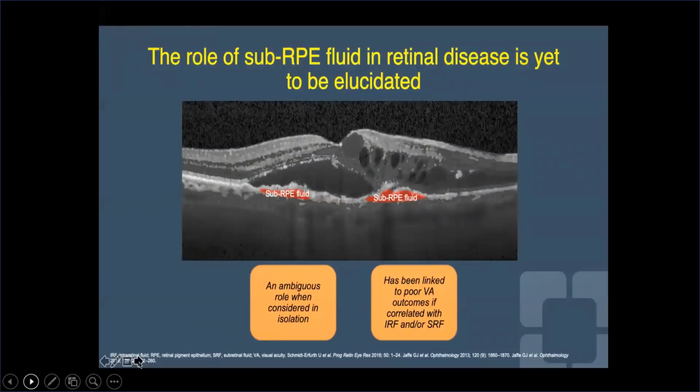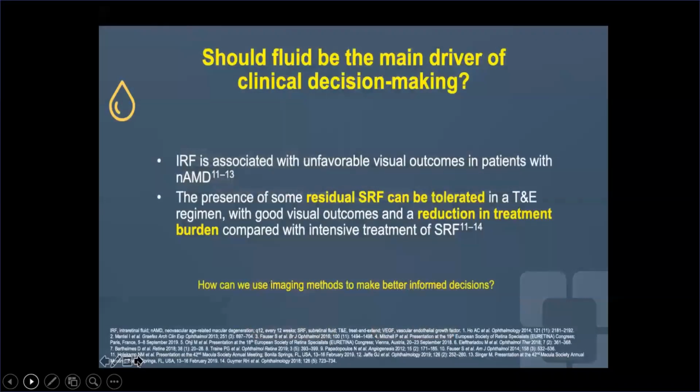Let's finally look at one last compartment, which is the sub-RPE fluid compartment. And this is one where we have really no understanding of what role or what changes occur here. This is the pigment epithelial detachment. And while we think that it's linked to poor visual outcomes when it's correlated with both IRF and SRF, alone we don't really know what the prognosis is for visual acuity. And so this is maybe an area of burgeoning research, and we need to learn more about this compartment, because I think this needs to be reappraised, especially in the OCT era, where we can measure these more reliably.